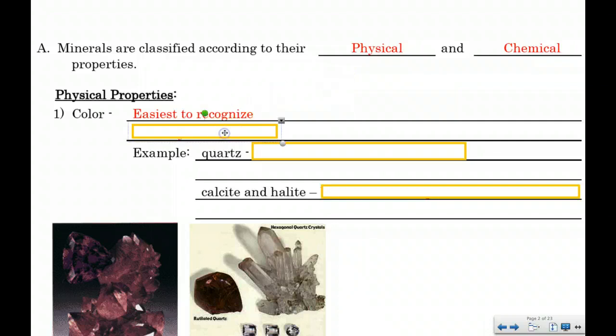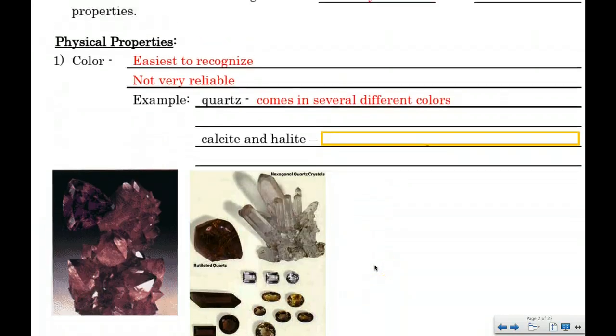But the problem with that is that it's not very reliable, and quartz is a really good example of that. Here's why. If we look at quartz, this purple amethyst, this white quartz crystal, these citrine quartz, smoky quartz, all of these are the same mineral. They just have different colors. So you can't just say this clear crystal is quartz just because it's white or see-through, or this purple one is quartz because there are other purple minerals out there, or brown minerals.